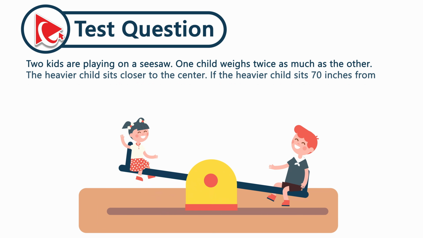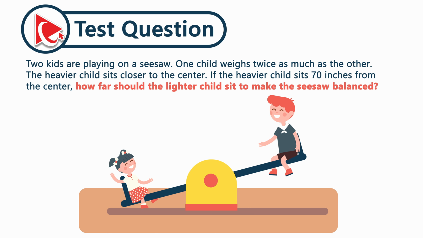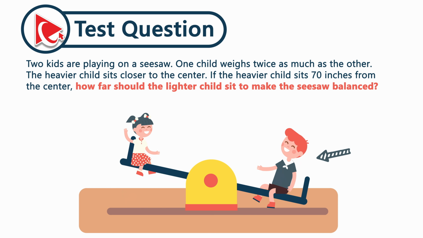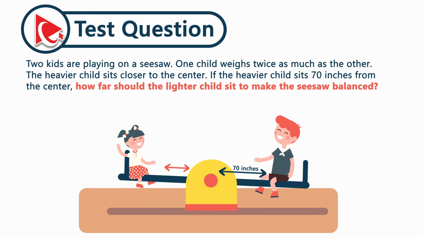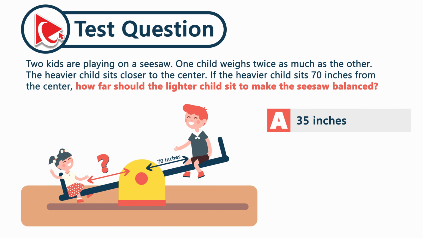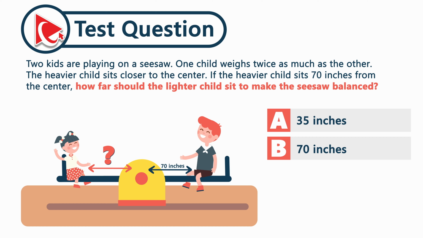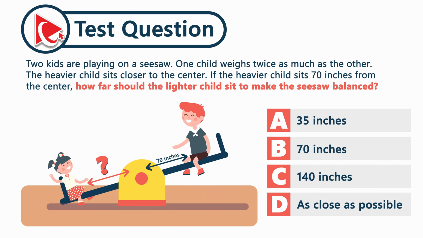2 kids are playing on the seesaw. One child weighs twice as much as the other. The heavier child sits closer to the center. If the heavier child sits 70 inches from the center, how far should the lighter child sit to make the seesaw balanced? Your choices for the answers are choice A, 35 inches, choice B, 70 inches, choice C, 140 inches, and choice D, as close as possible.